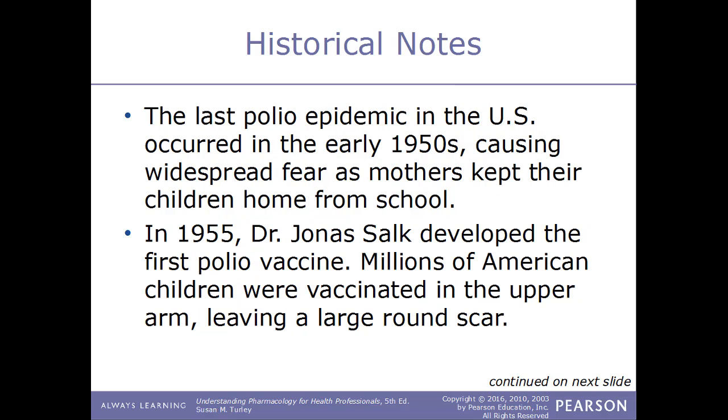The last polio epidemic in the U.S. occurred in the early 1950s, causing widespread fear as mothers kept their children home from school. In 1955, Dr. Jonas Salk developed the first polio vaccine. Millions of American children were vaccinated in the upper arm, leaving a unique large round scar.